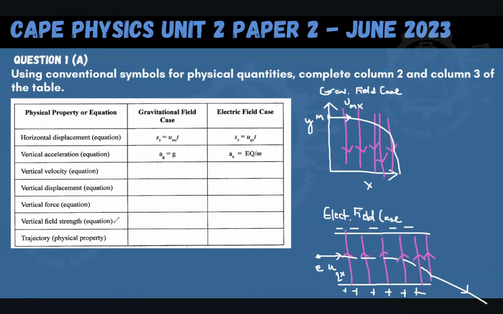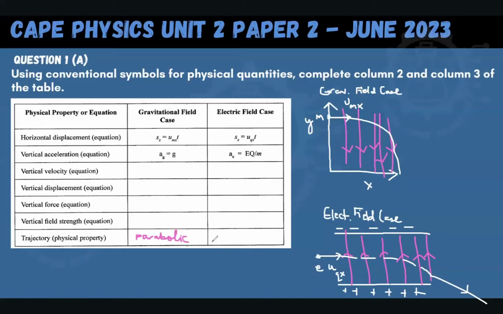So the first thing that we can put in our table is a trajectory, right? Let's start there. So they're both going to follow a parabolic trajectory, as we said. And we know that from our work on projectile motion in Unit 1. So the trajectory here is going to be parabolic in both cases.